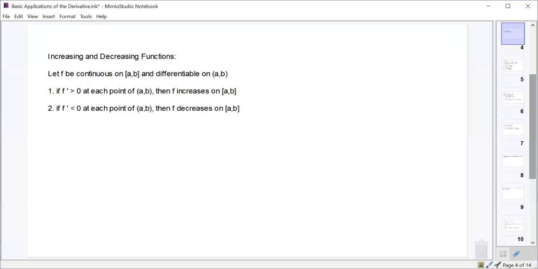Now we're going to talk about increasing, decreasing stuff. And I'm going to go on a rant about the College Board for a second, as I always do. But we're talking about increasing and decreasing functions.